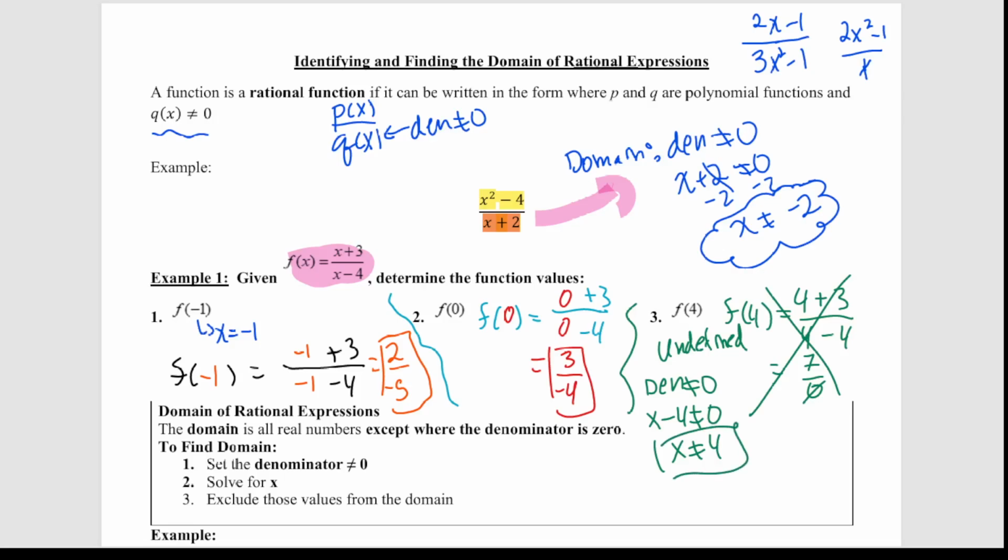If you attempted to plug it in, you're going to run into trouble because you're going to start dividing by 0. So whenever you're thinking about the domain of a rational expression, you should be thinking pre-simplification, pre-doing anything at all. I need to make sure that denominator does not become 0 when I plug this number in. How could you most easily solve for that? Set that denominator literally not equal to 0 and solve for x as though that not equal to sign was an equal sign.